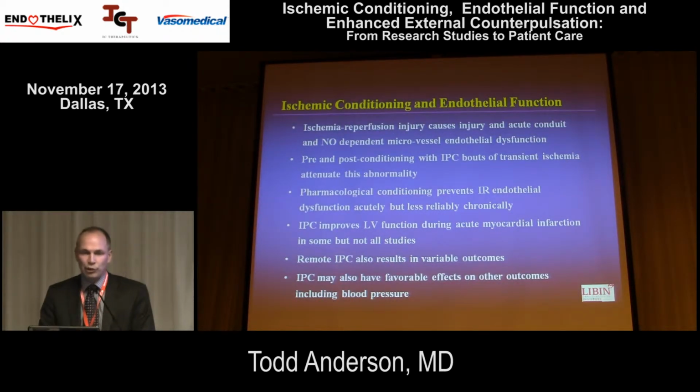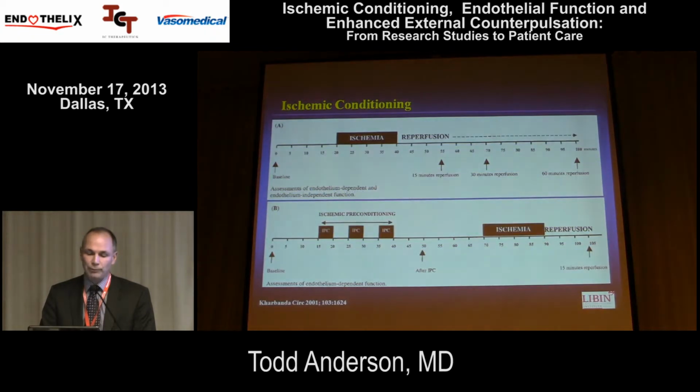So if we summarize this, and we'll just go through 2 or 3 studies, ischemia-reperfusion injury causes acute conduit and nitric oxide dependent microvascular endothelial dysfunction, and I'll show you pivotal studies around that. Pre and post conditioning with ischemic preconditioning, bouts of transient ischemia, can attenuate this abnormality. So there's a nice human model of acute endothelial dysfunction that's really useful for studying mechanisms, but also for studying different interventions. Pharmacological conditioning, I'm just going to touch on that as well because that's important as we look at mechanisms and also different therapies, and remote ischemic preconditioning you've heard about. So this is the first study.